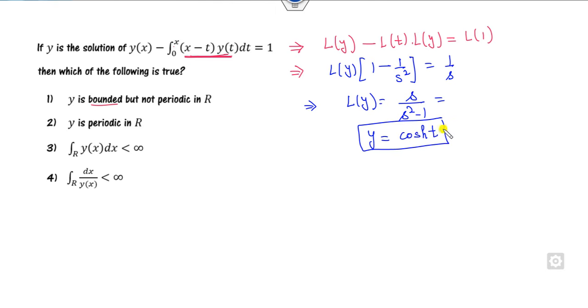y is bounded. So what is the property of the cos hyperbolic? This is always unbounded. So the first option is cancelled out. Look at this, there is only one correct option. What is that? Periodic. Cos hyperbolic is never periodic. It is an unperiodic function.